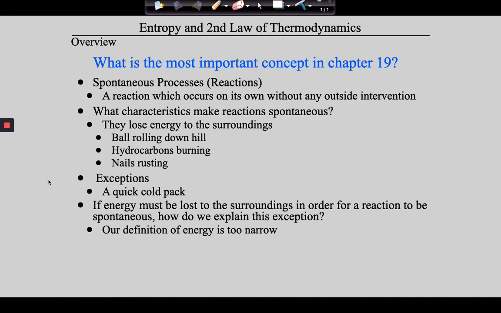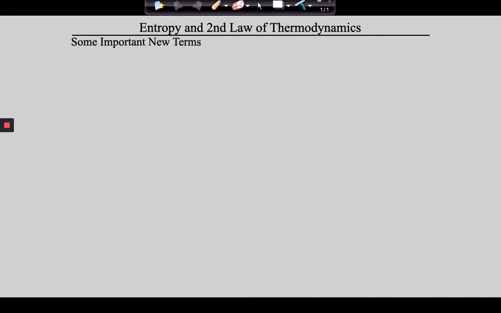Here we've got a process that's taking in heat, but it's spontaneous. But guys, it turns out that it's actually not a violation to the rule. This is where entropy comes in. Because guys, the energy change that is driving this quick cold pack is actually not heat energy, it's disorder energy, and we call that entropy. So let's talk about it. So are you convinced, are you settled with this idea that there is still energy coming out, we just need to expand our understanding of energy?